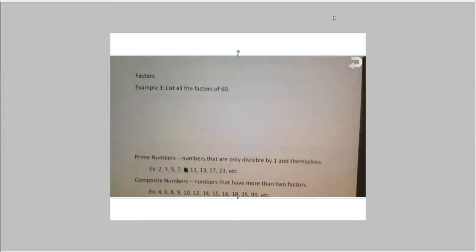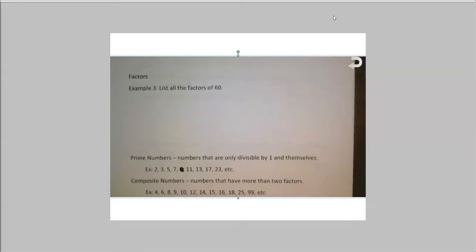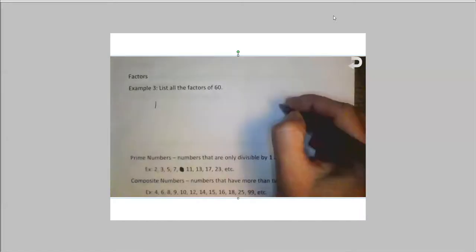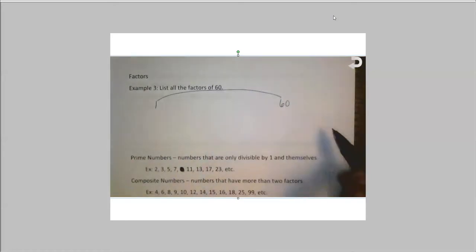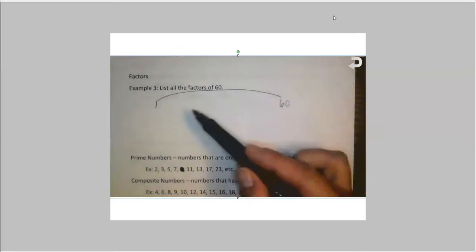In example 3, it asked me to list all the factors of 60. So a factor is any number that will divide evenly into that given number. So I want to know what numbers divide into 60 evenly. And what I like to do is just start with the obvious pair. 1 times 60 is how we get 60 in the first place. So any number times 1 will be a factor pair.